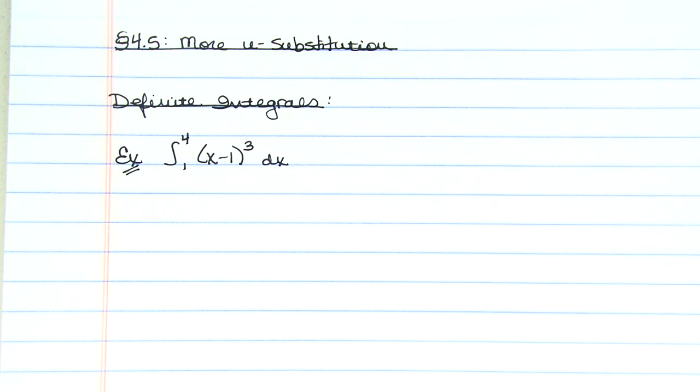The first one is how to do a u-substitution with a definite integral. And for our first example, I'd like to take a look at the integral from 1 to 4 of (x minus 1) cubed dx. Now, we could certainly do this problem by foiling things out and all that, but let's try to do this with a u-substitution. If we try to do this with a u-substitution, what's u?